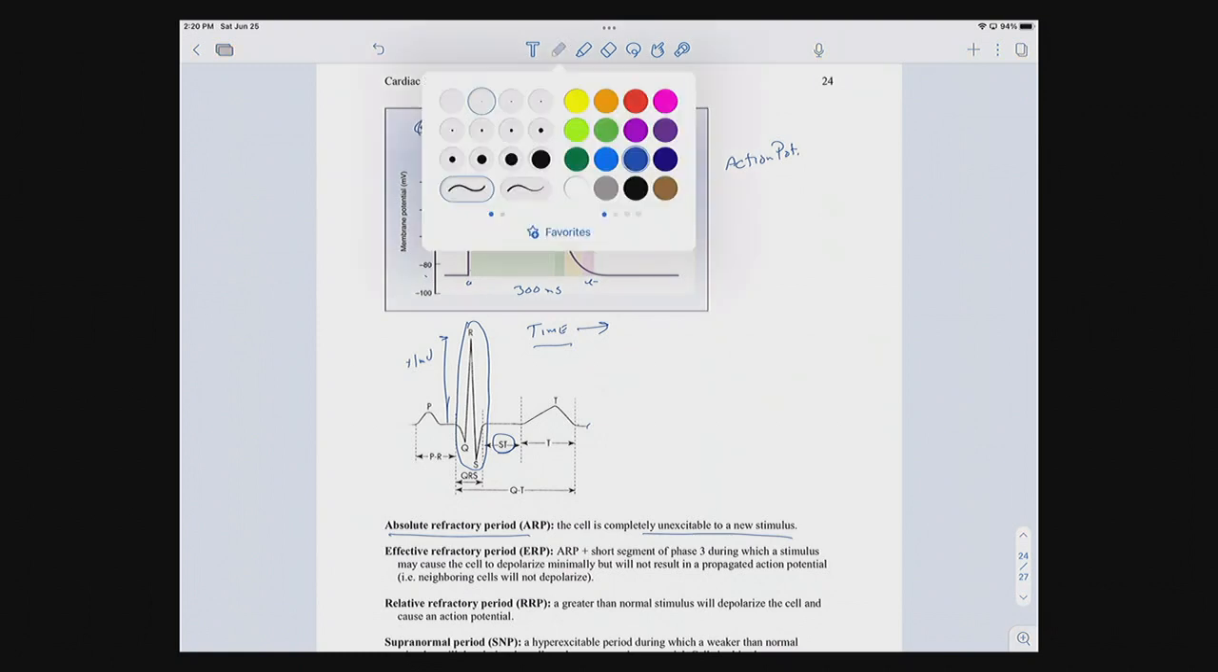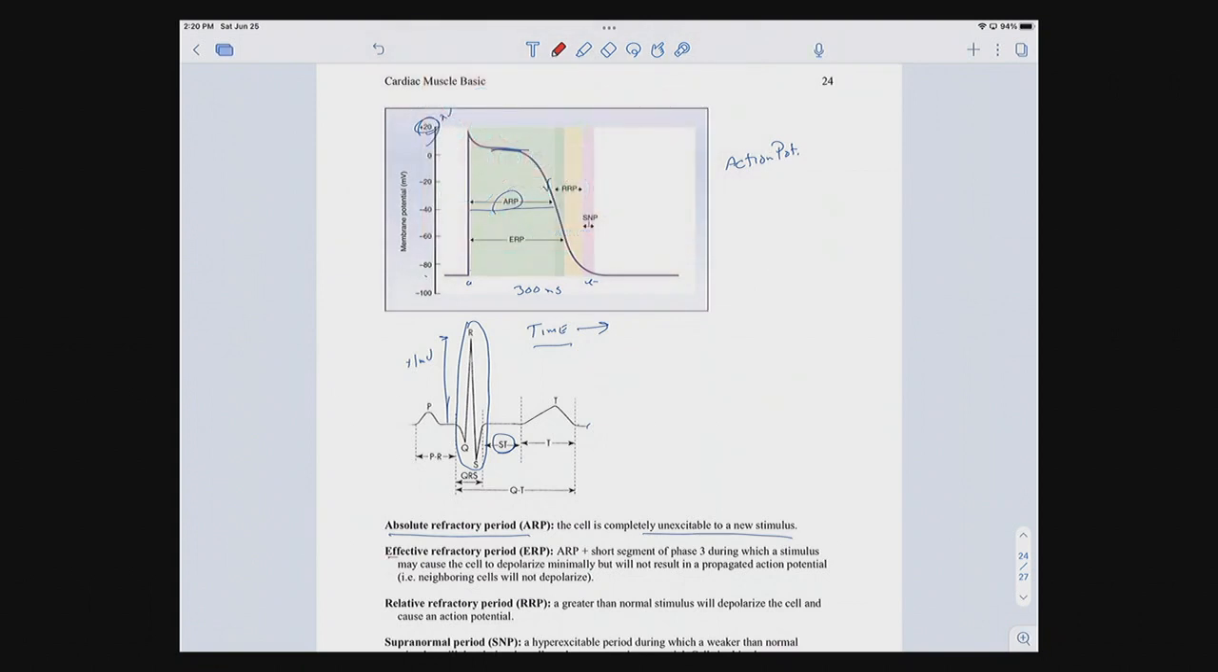Then you have another, and you see this all the time in literature, called the effective refractory period, or the ERP. And so the effective refractory period is going to be here, and then just a little bit of that darker green there. So that is going to be, again, the absolute refractory period plus a little short segment during your phase 3 here, in which a stimulus may cause a cell to depolarize minimally, but will not result in the propagation of an action potential. In other words, a neighboring cell will not depolarize. So what we're talking about here is going to be just this little area here.